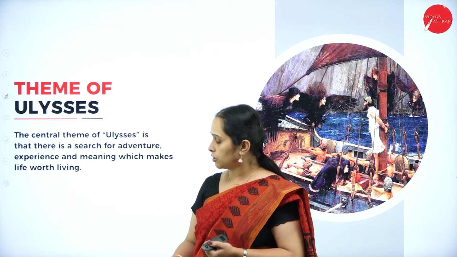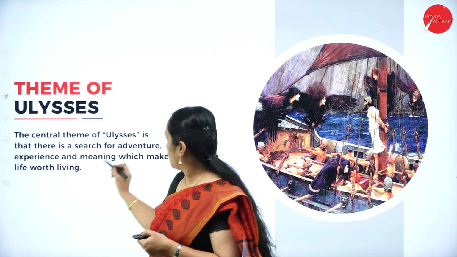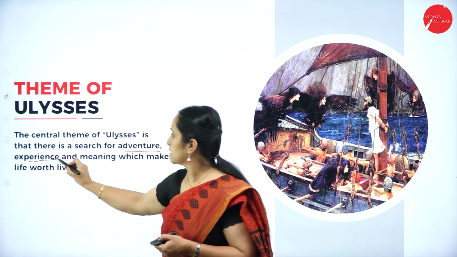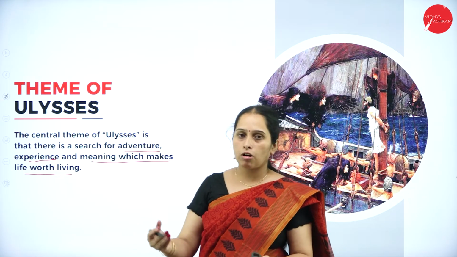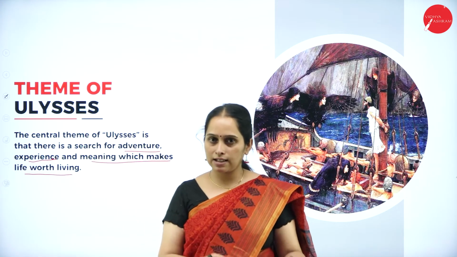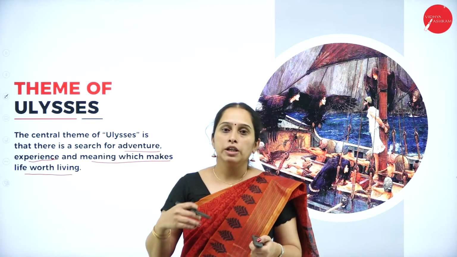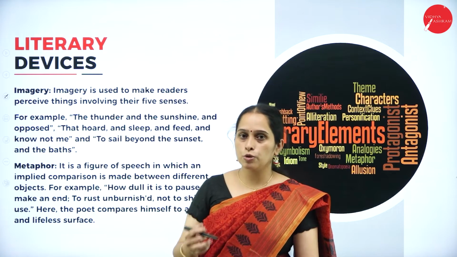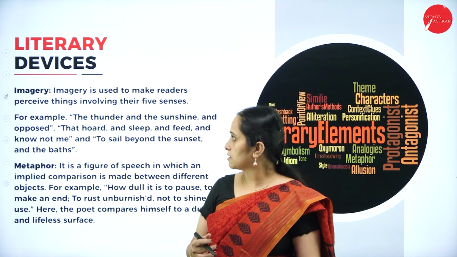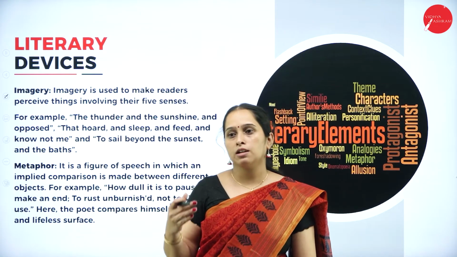Now let's see the theme of Ulysses. The central theme of Ulysses is the search for adventure, experience, and meaning which make life worth living. According to Ulysses, we should not stay stagnant in one place. We have to have an adventurous life. We have to have a lot of experience in our life. And he says that if we do not live a life like that, it is a meaningless life. Then the poet has used many literary devices in this, like imagery, metaphor, personification, consonance, assonance, alliteration, etc.